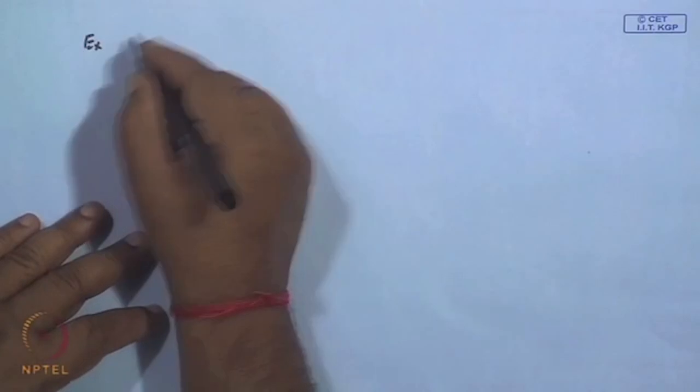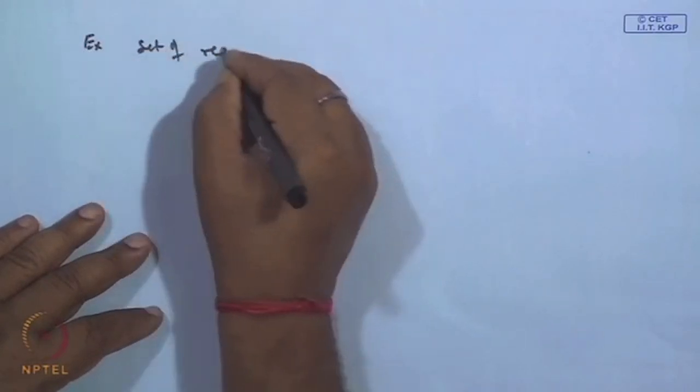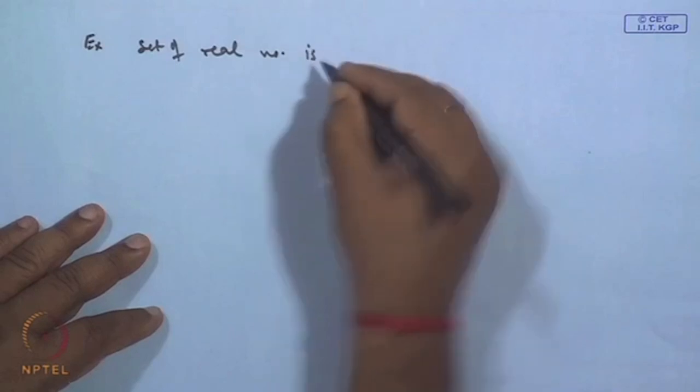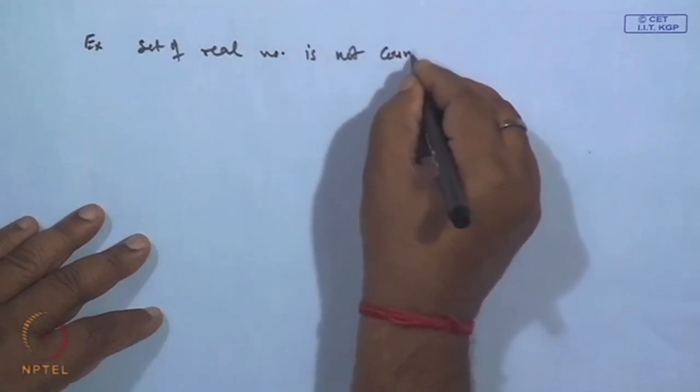Now, one more example which we will deal with is the set of numbers, countable and otherwise. Let us take a few more. As we have seen, the interval (0, 1), the set of real numbers, is not countable. Now, this we will prove by using the decimal expansion.